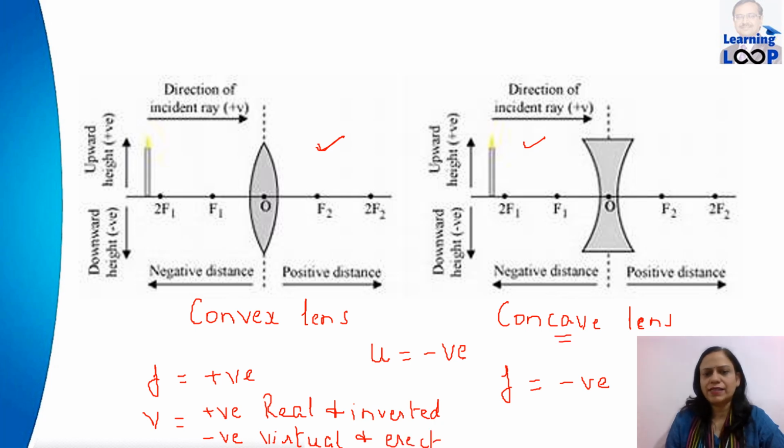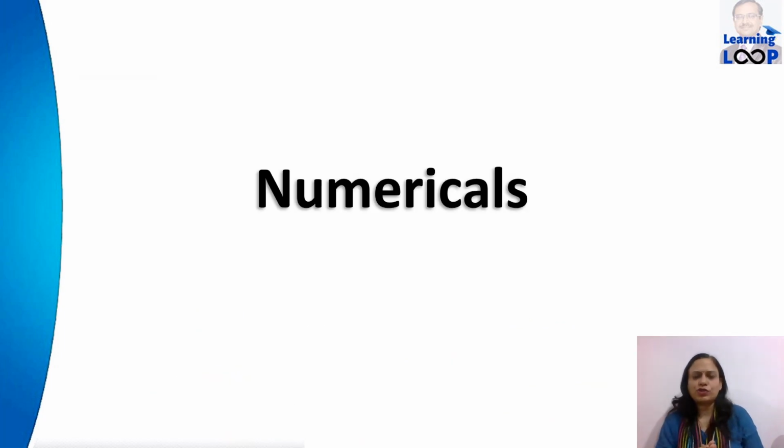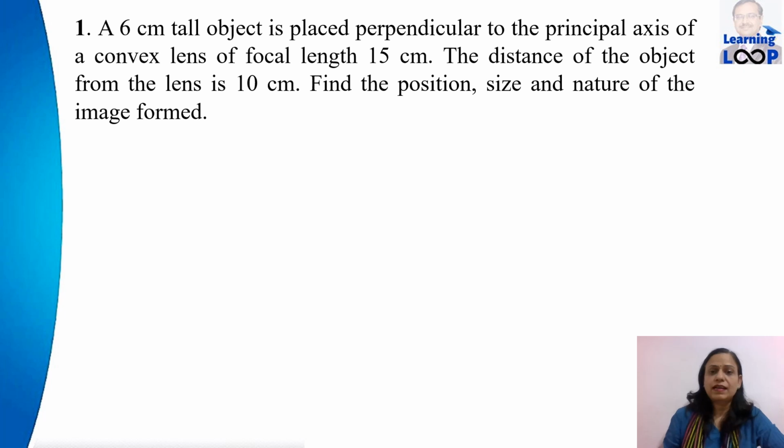Also for a concave lens, the image is always negative, because for a concave lens, we know that the image is always formed on the left hand side. So these are some conventions that we use for lenses. Let us now solve a few numericals. Let us now solve the first numerical problem.